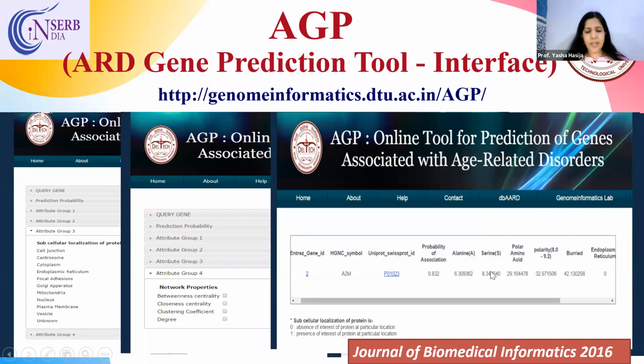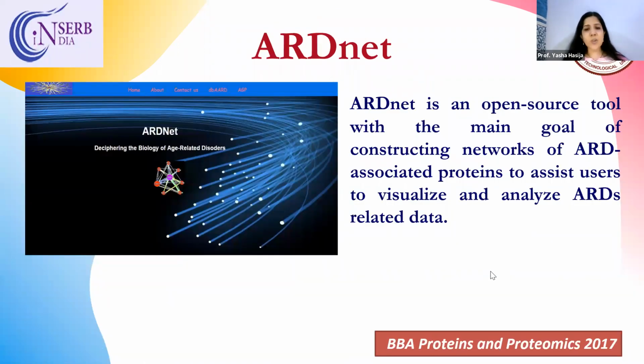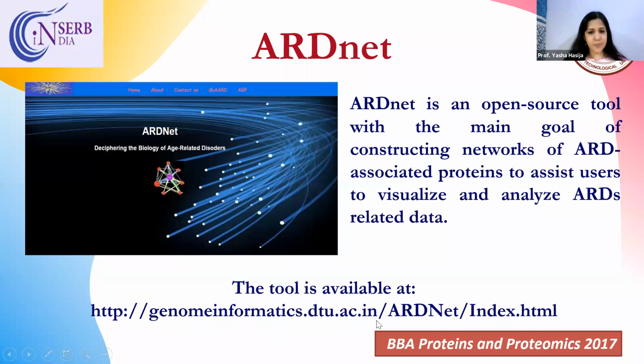Now, this particular tool that I developed, AGP, was based upon the physicochemical properties of the proteins. However, we also got interested in looking at whether, if I look at my protein-protein interaction properties, I would be able to develop a better tool. Because ultimately, it is not about a single protein in the case of age-related disorders. It is an interaction of multiple proteins and multiple genes. So next, we developed ARDNet. This was an open source tool for visualization of ARDs and related data, and this was published in BBA Proteins and Proteomics in 2017. And this is again hosted on a website, ARDNet index.html.